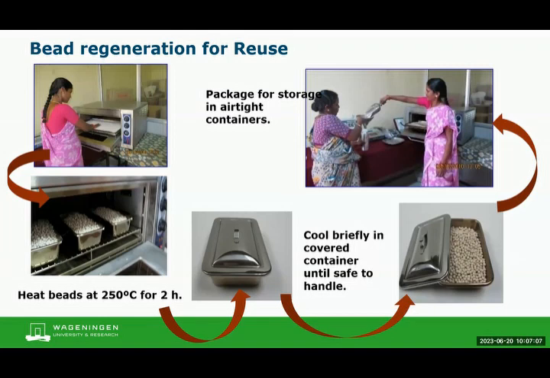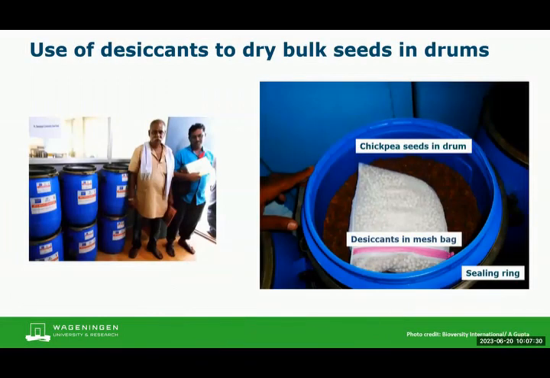As and when required, these desiccants are put in small packets and placed inside the bottles or bigger containers, and then after a certain amount of time, when they have absorbed all the moisture of the seeds, they're taken out of the containers. The containers are sealed again, and the desiccants are regenerated using an oven. So this is the whole procedure of how these desiccants are regenerated. Now, showing you the use of these desiccants to dry bulk seeds.